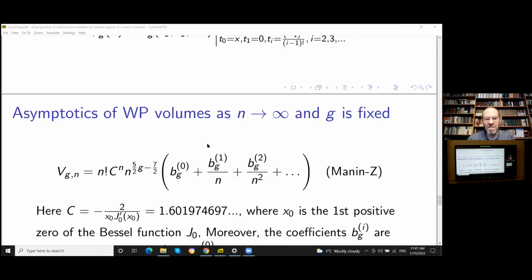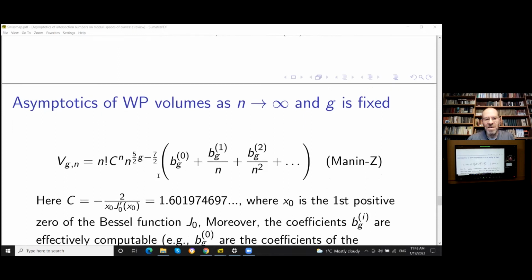There is a factorial term, n factorial. Then there is an exponential term, c to the n. Then there is a power term, n to the power 5 over 2 g minus 7 over 2. And then there is an asymptotic expansion in the inverse powers of n. This formula was derived by Manin and myself.